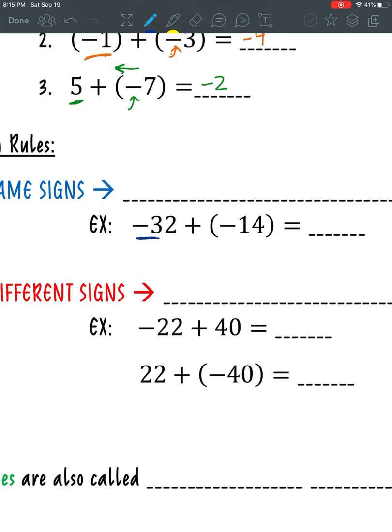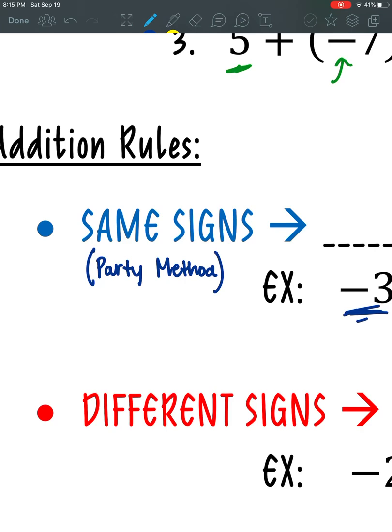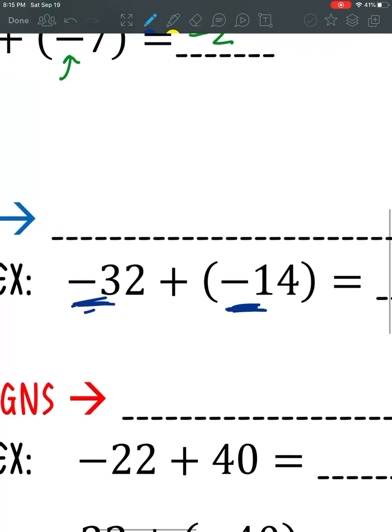So first we want to look at the two numbers in the problem. Do they have the same signs or different signs? So in this example here, we have a -32, we have a -14. So both numbers have the same sign. What I often call this rule, just to help you remember the rule, is the party method. And that's simply because the two numbers, they get along. They both have something in common. So they both have that negative sign in common. Okay, so those two numbers are going to come together and party.